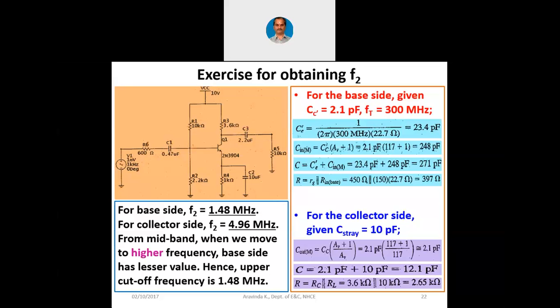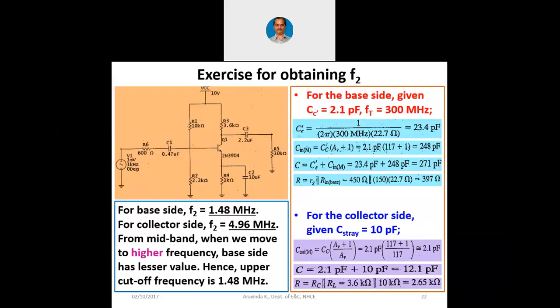Ignoring the lower frequency side, we can approximately say that the upper cutoff frequency itself is the bandwidth of the amplifier. In this particular case, the bandwidth of this BJT amplifier is only about 1.5 megahertz approximately. That is a very low value for the bandwidth of an amplifier, which means this amplifier cannot be used for input signals which have a frequency of more than 1.5 megahertz.